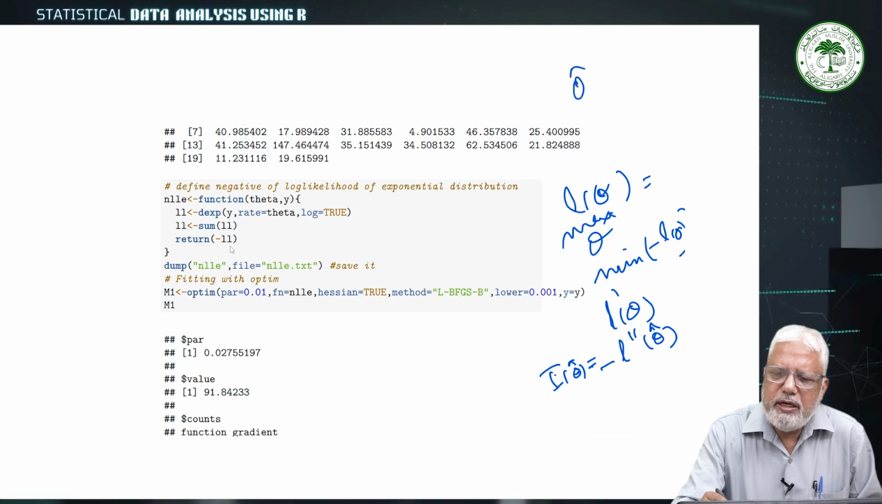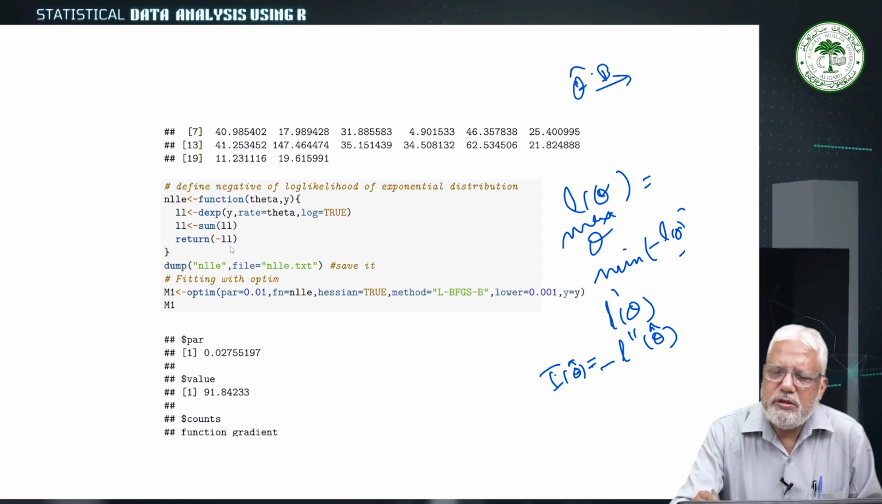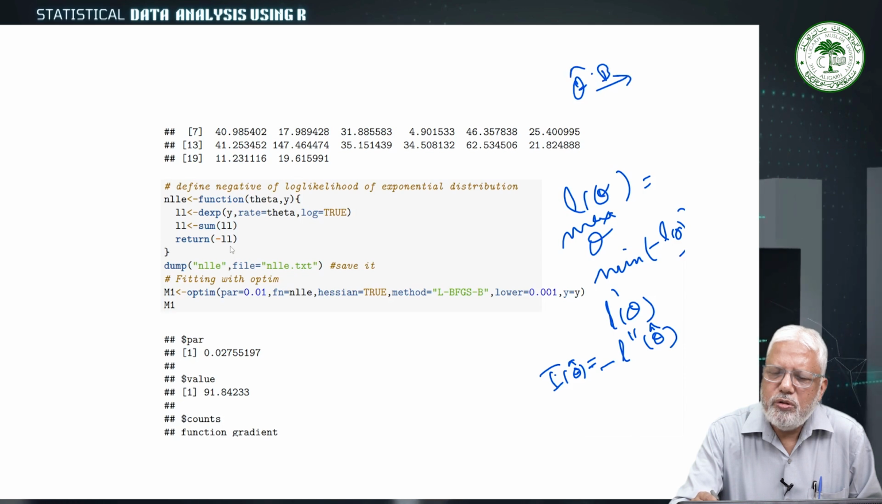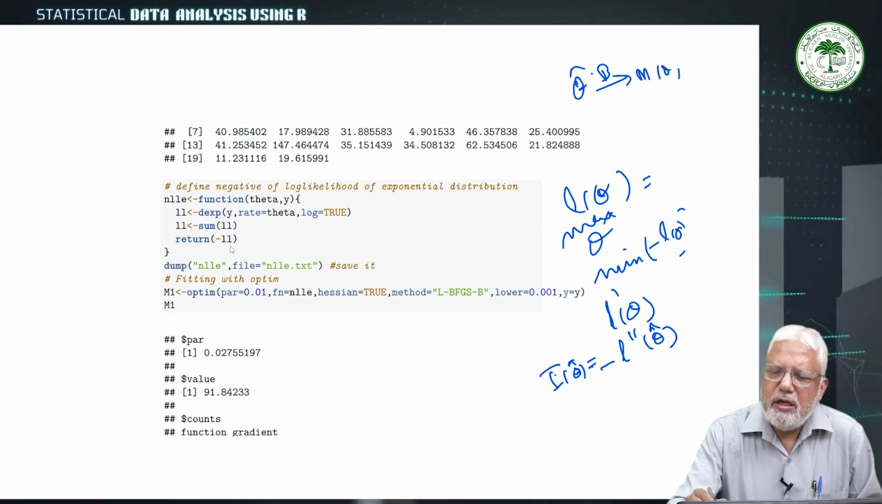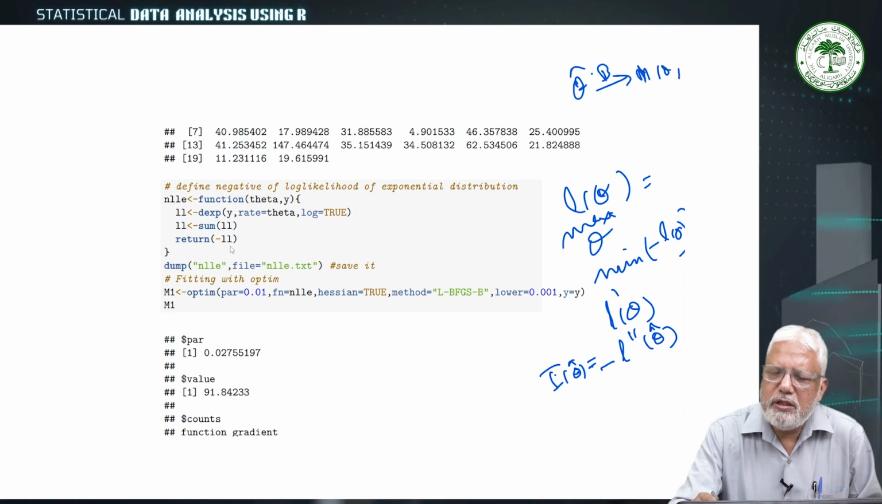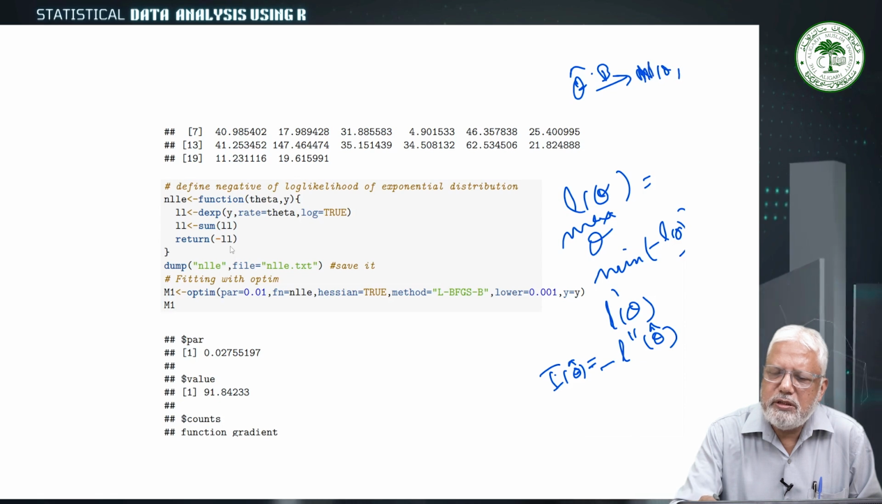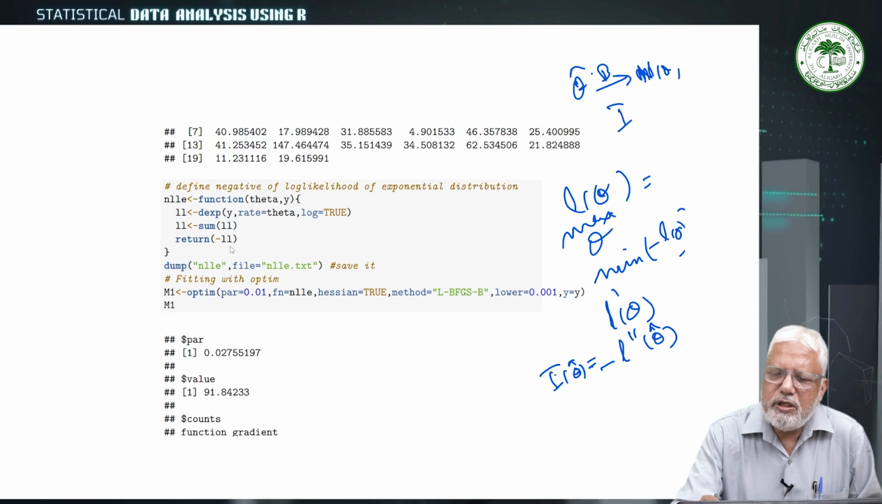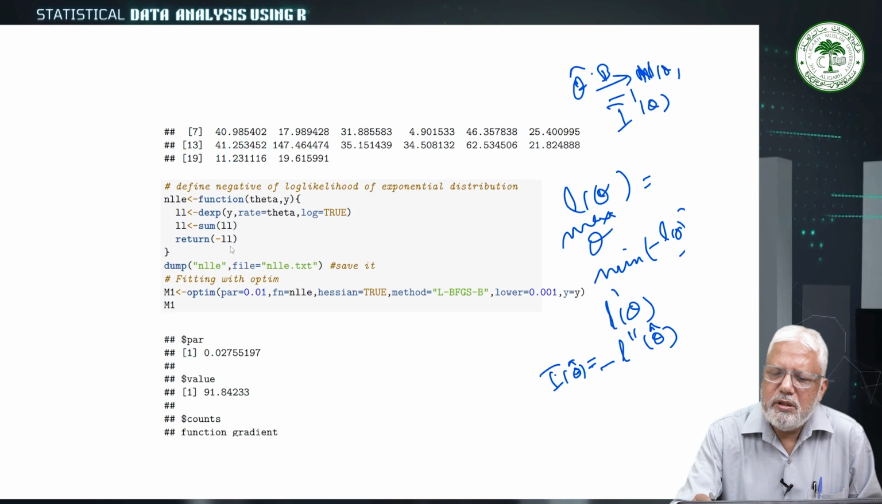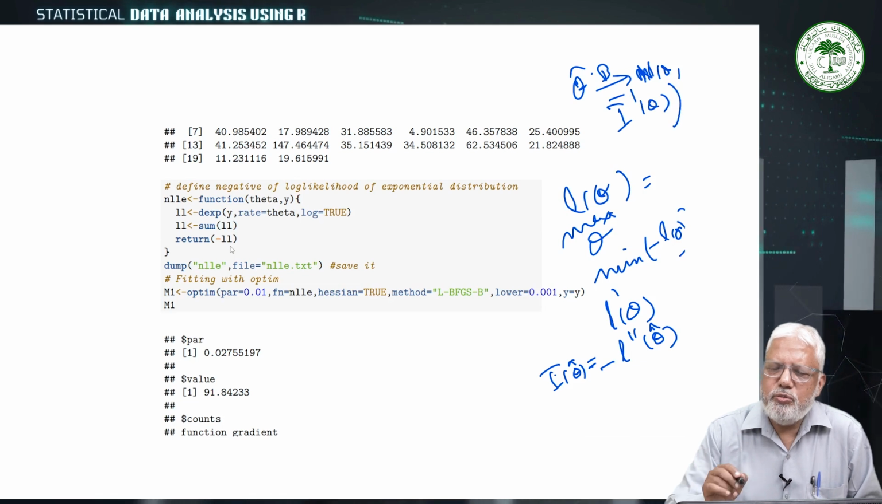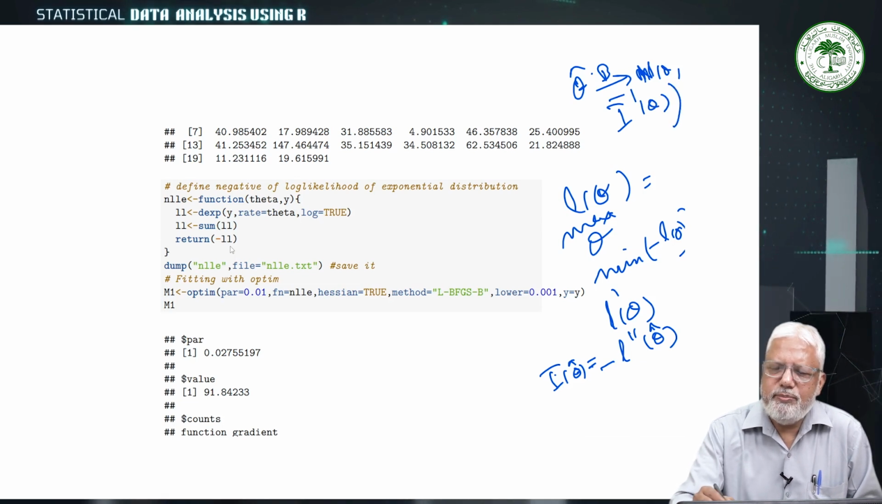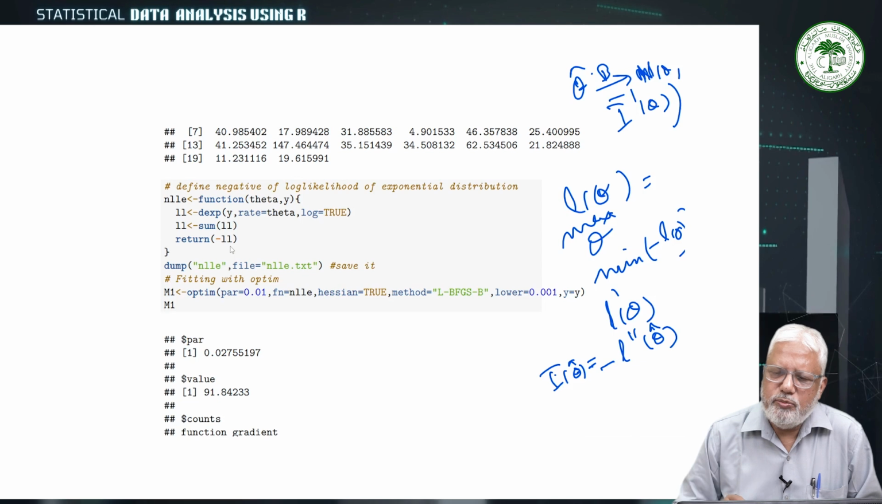So theta hat converges in law, or in distribution, to a normal distribution with mean theta and variance I, Fisher's information matrix. This is known as the asymptotic variance of theta hat. This is the mean of theta hat, and this is the asymptotic variance.